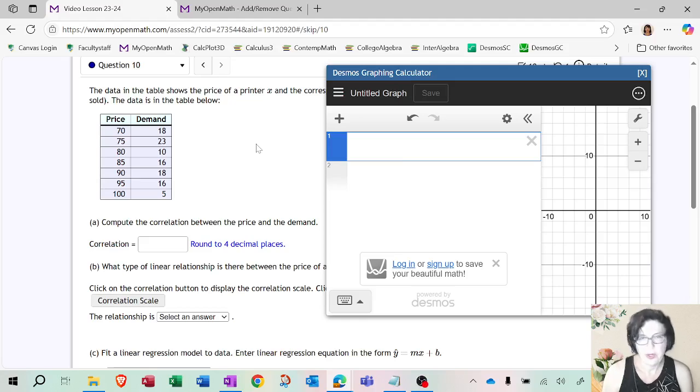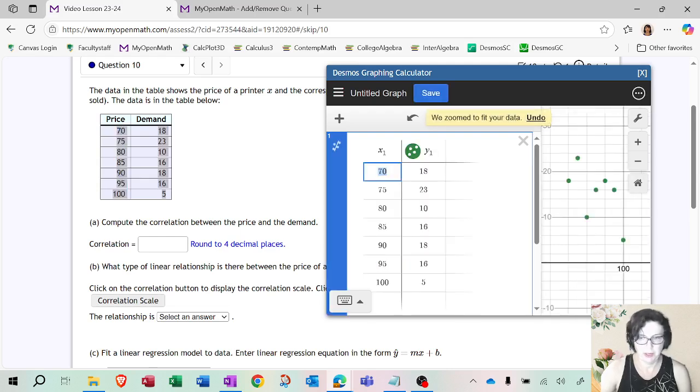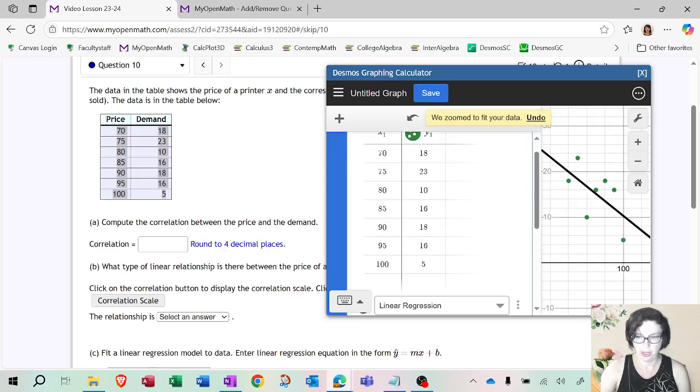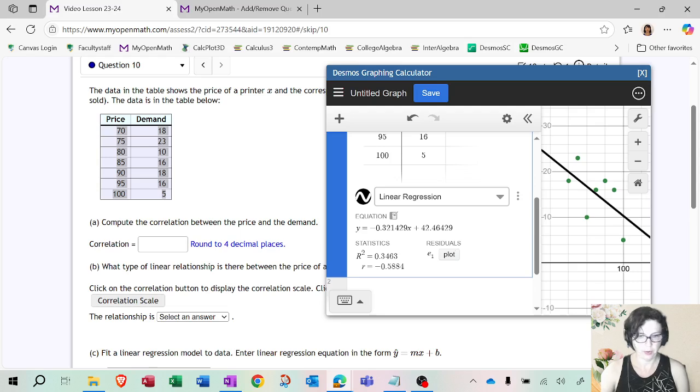In this video, we are going to take a look at regression and correlation for the printer example. So we'll just highlight the points and copy paste them into Desmos. And then we're going to click on add regression to add the regression line. And Desmos gives us the information we need.